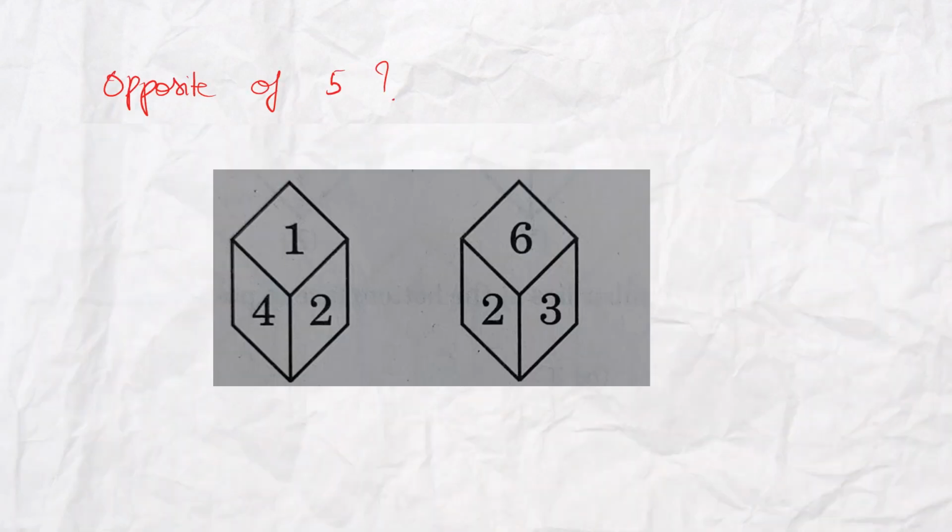What is opposite of number 5? Now, as you can see, the number 5 is not visible in both of these images.